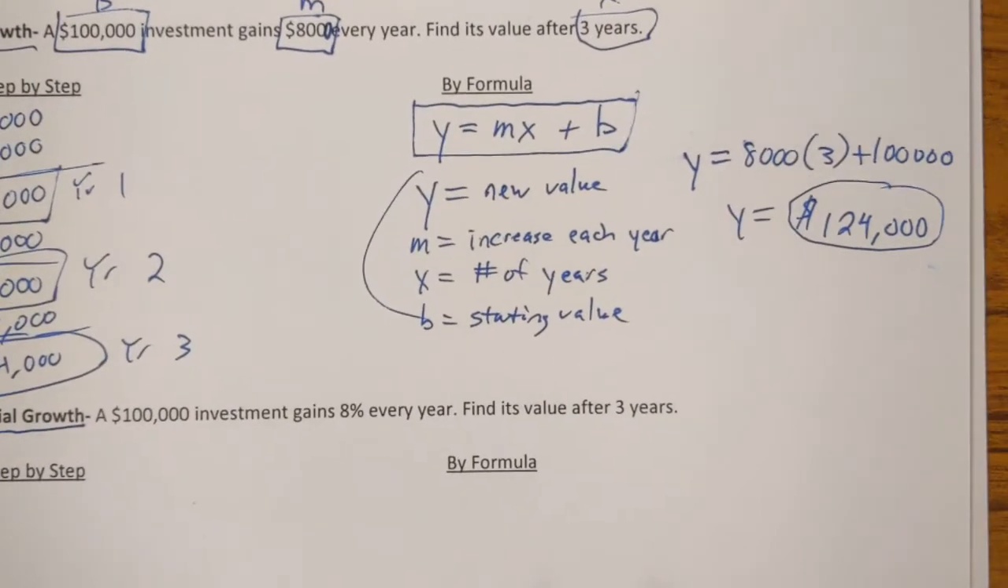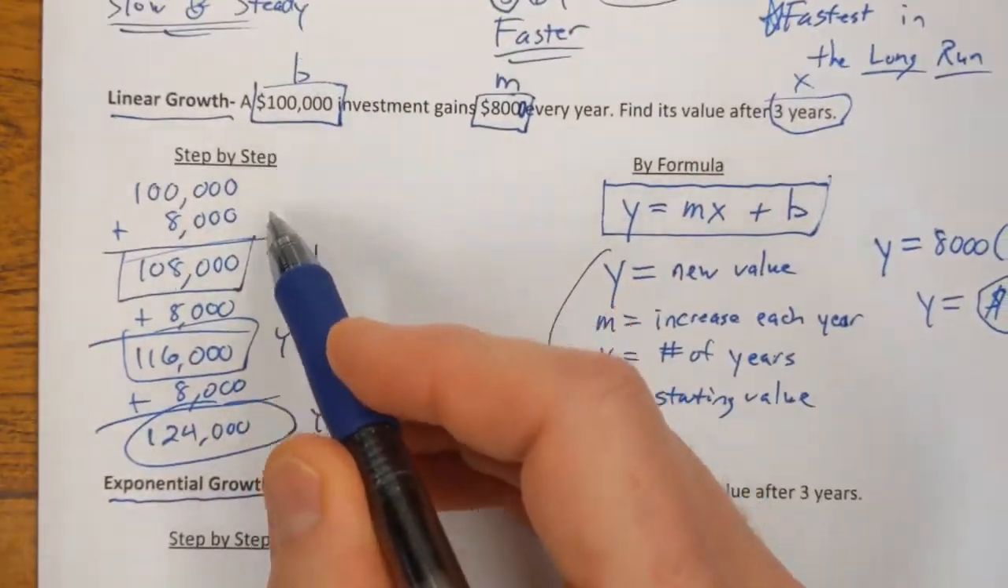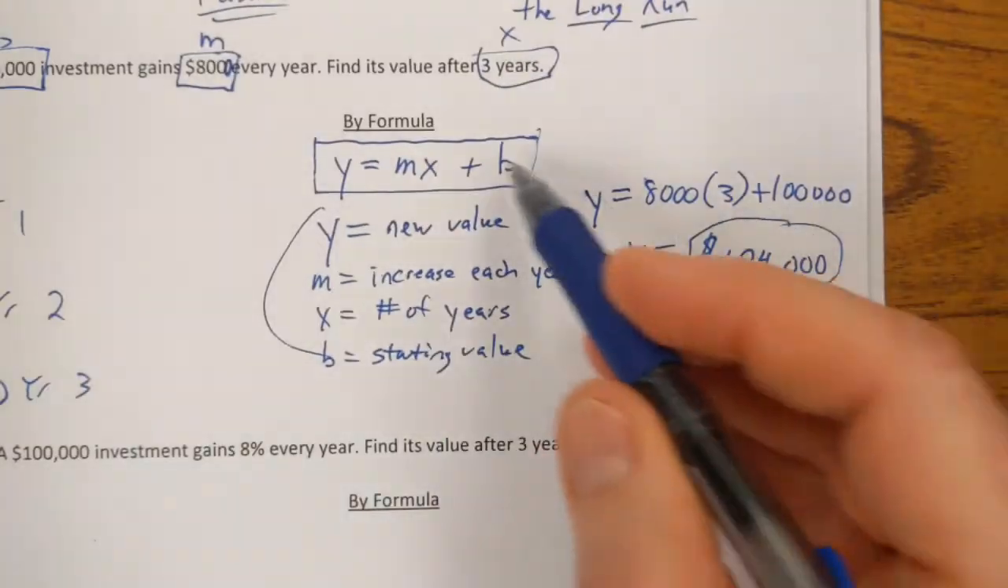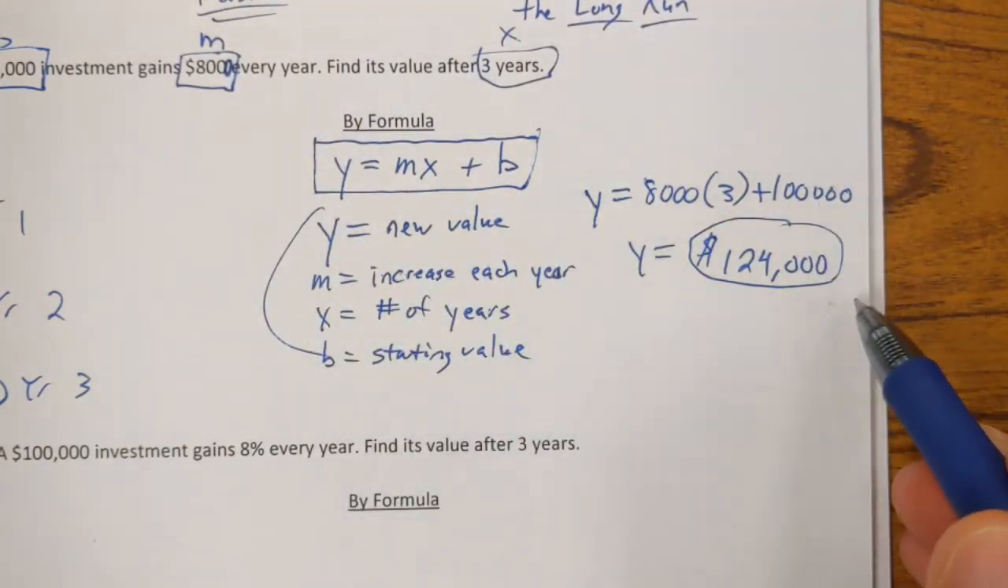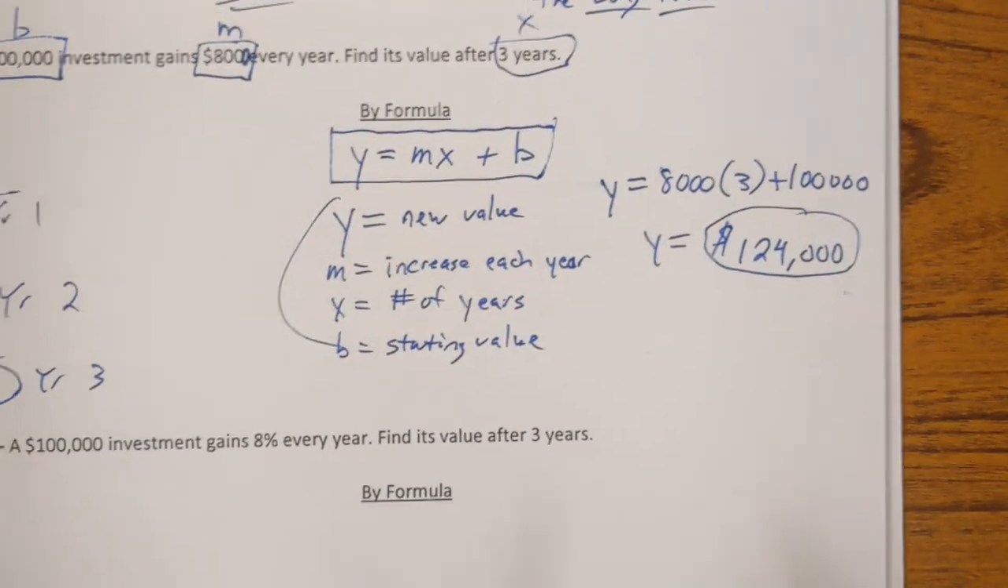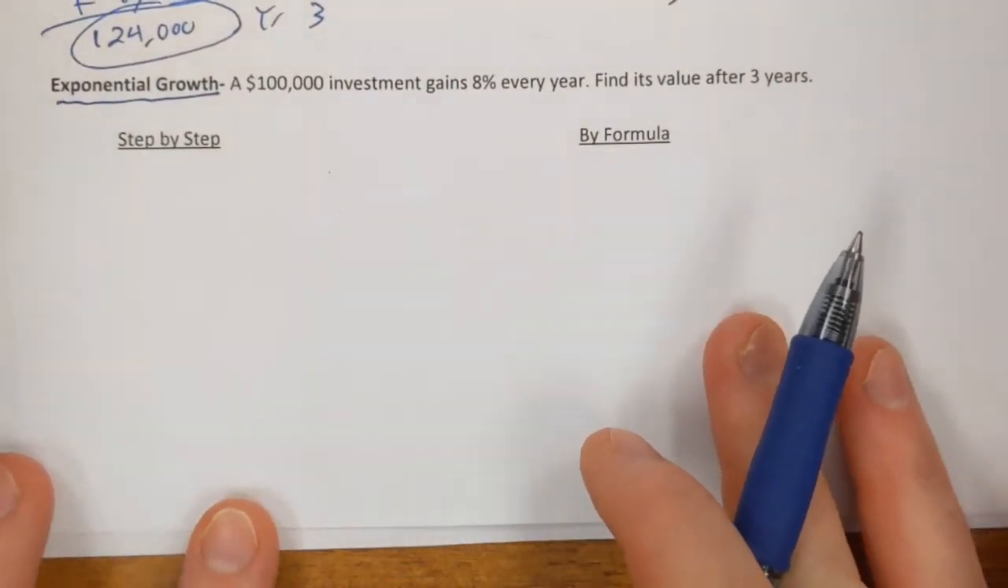Okay, so that's the linear growth. That's what linear growth looks like. Here's how we would do linear growth step by step. Here's a formula we can use to make it faster so we can do it all at once. Okay, let's move down now to, let's compare this now to exponential growth.